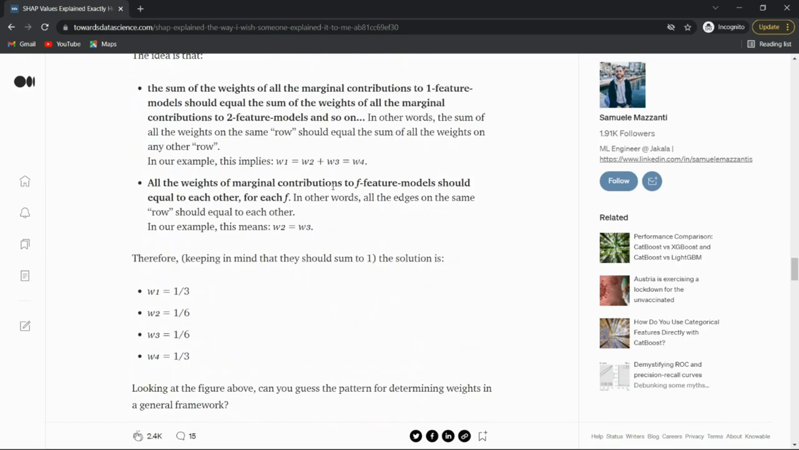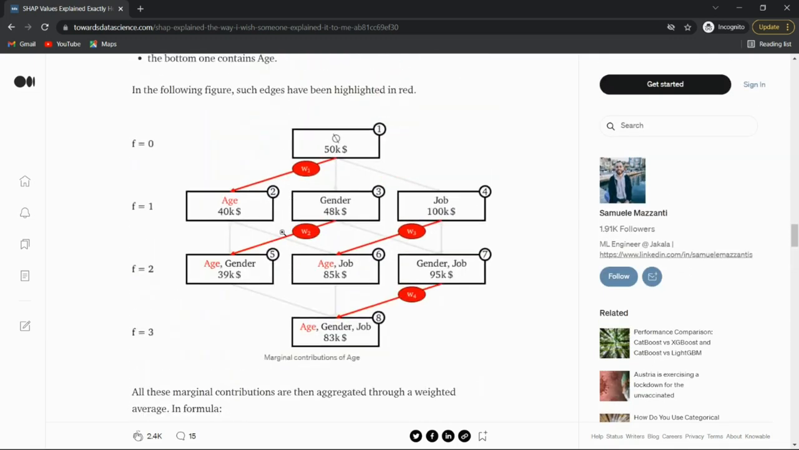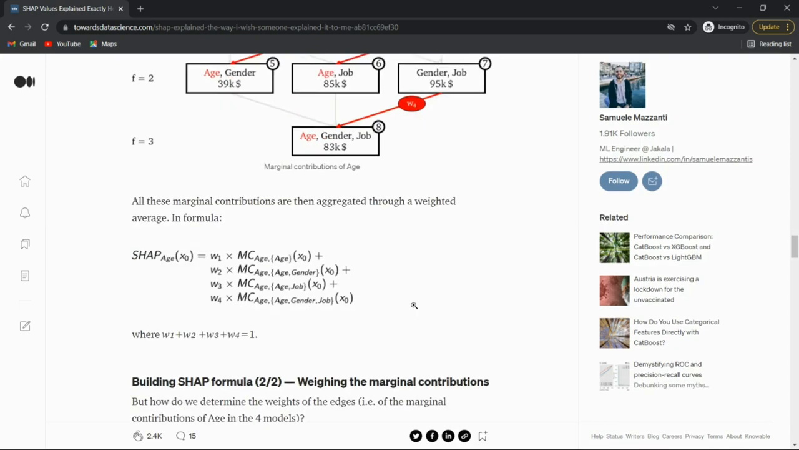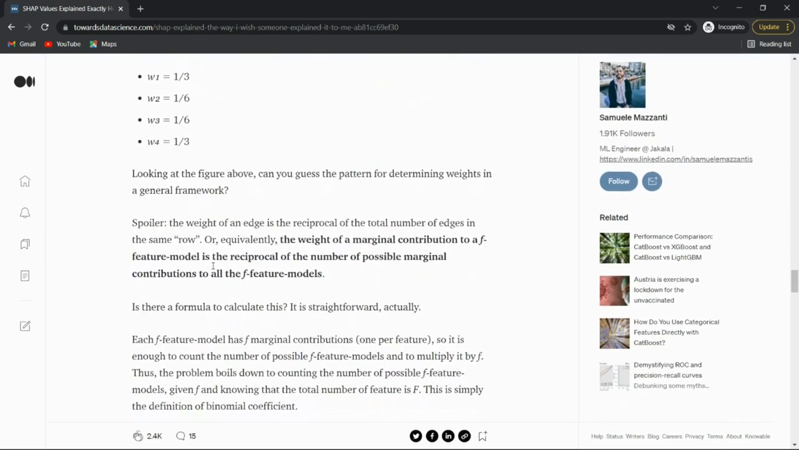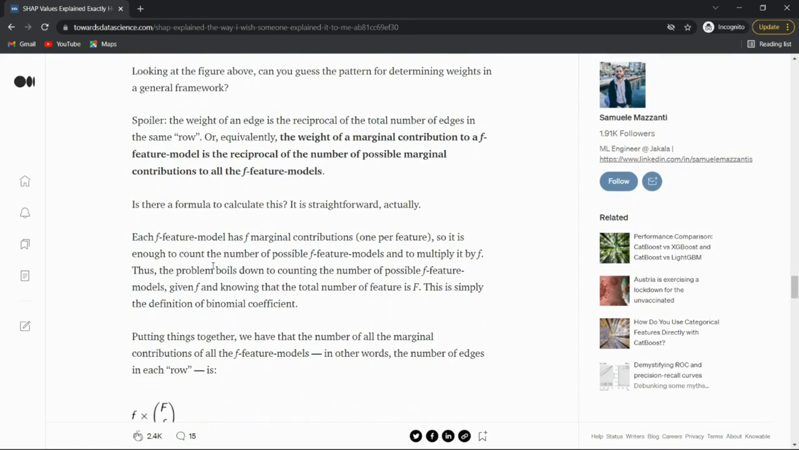All the weights of marginal contribution to an f-feature model should be equal to each other for each f. For f equal to 0, we just have one weight associated with the marginal contribution of A. For f equal to 1, we have two weights associated with the marginal contribution of A, and these two need to be equal: w2 is equal to w3. And for f equal to 2, only one, that is w4 only. So after solving the equations, we get the weights. There is also one easy way to calculate the weights.